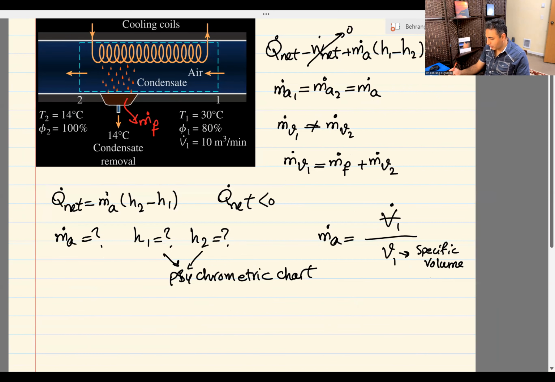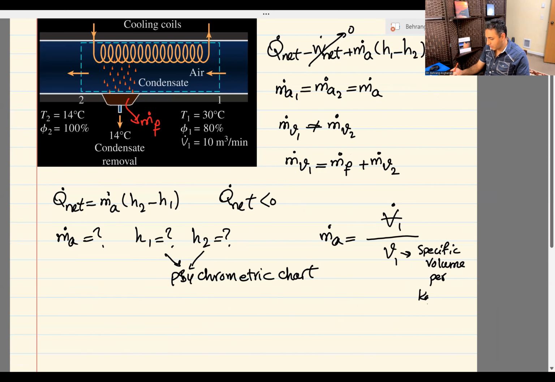Because this is how it's calculated on the psychrometric chart, and how EES will calculate it. I will show you how EES will do it. If you divide the total flow rate that is coming in by this value, this is a very specific volume. It is the specific volume of the air that has water in it.